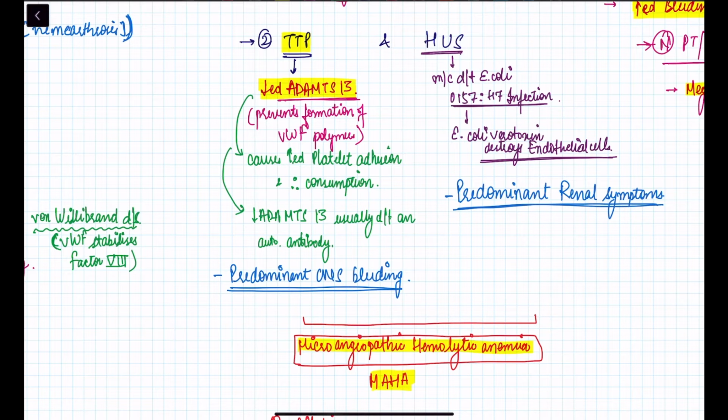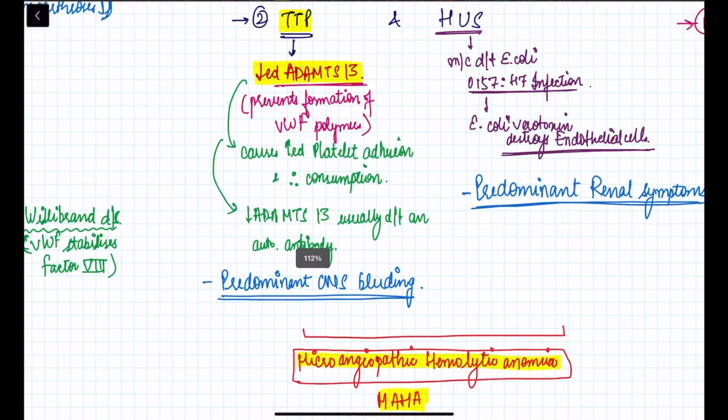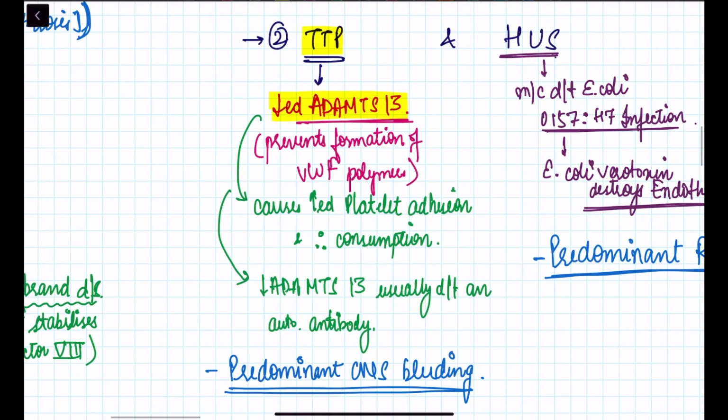So the von Willebrand factor will not be joining together and forming larger units of it. And ADAMTS13 will cleave those polymers or multimers, and therefore von Willebrand factor remains functional. If this is deficient, von Willebrand factor no longer remains functional, which causes increased platelet adhesion.